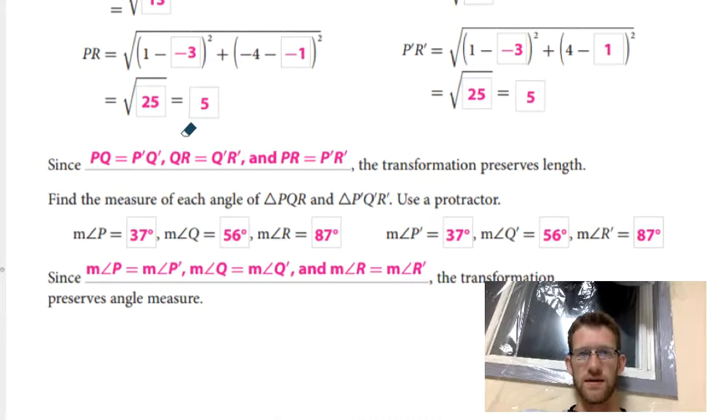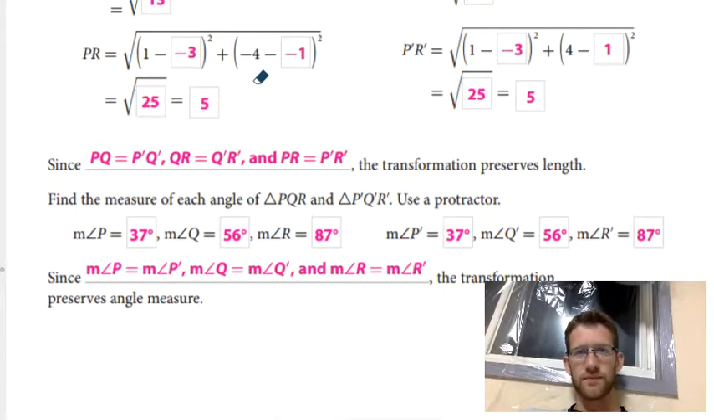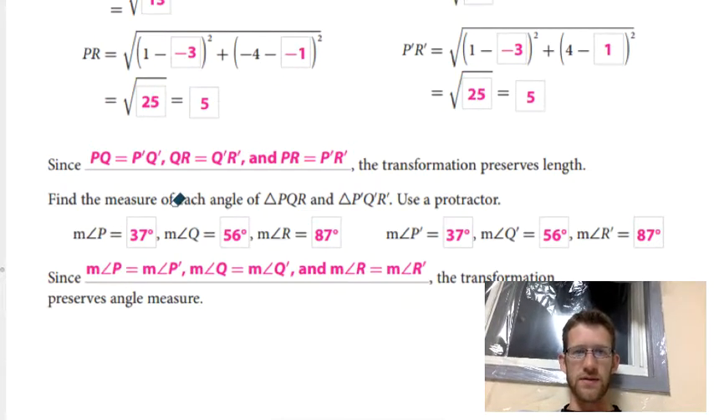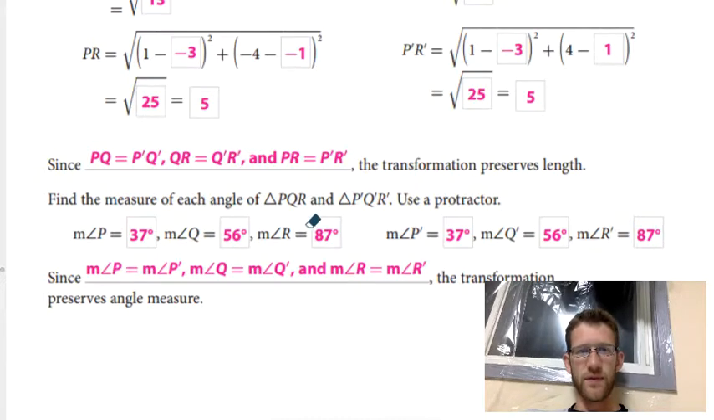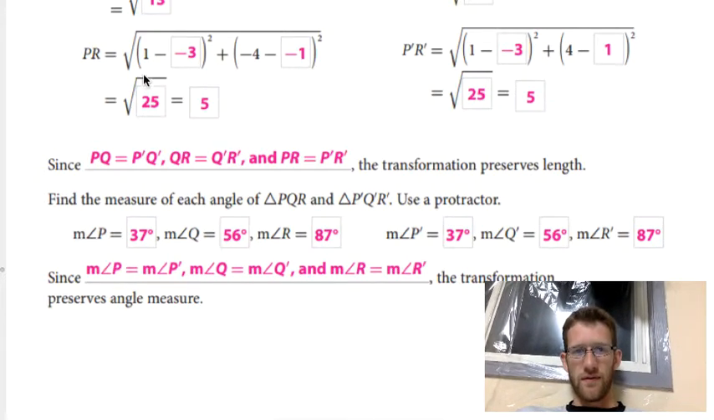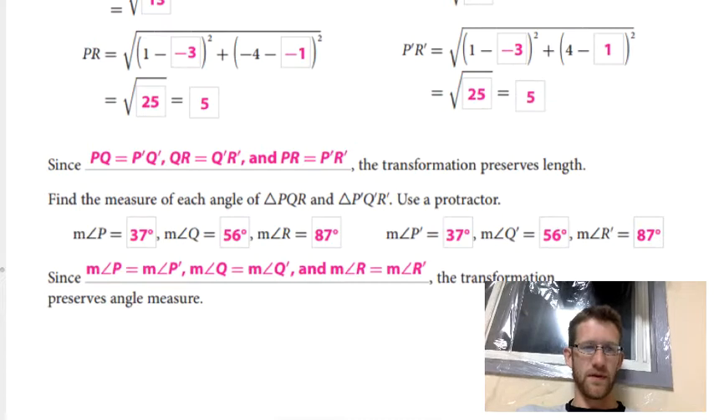4 squared is 16. We're going to add 16 to, what's the difference between negative 4 and negative 1? Well, it's negative 3. And then you square it, so that's 9. 9 plus 16 is 25, and the square root of 25 is 5. So you can, again, feel free to do the distance formula, get answers. It's good practice. You don't need to do it for these problems.